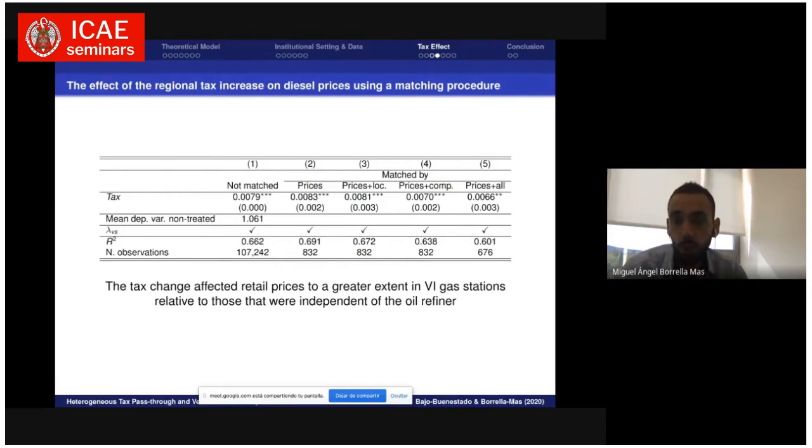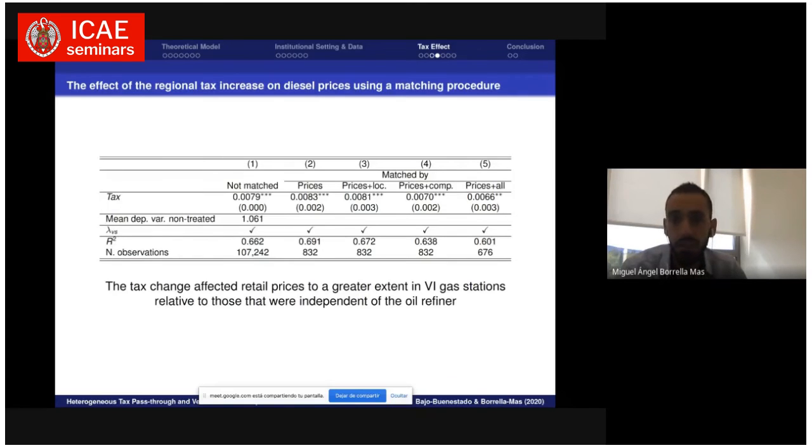We are going to do this in columns 3, 4, and 5. We are going to use prices and location, prices and competition, and prices plus all. Location means whether you are located on a toll highway or on a highway. Competition means whether you have more or less competitors surrounding you within a radius of 2 kilometers. And all means that you have all these variables considered in the propensity score procedure. What we do here is use the so-called nearest neighbor matching procedure: for each vertically integrated gas station, we choose an independent one for which the distance between the propensity scores is minimized.